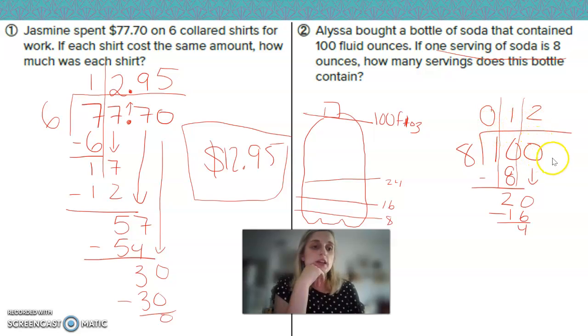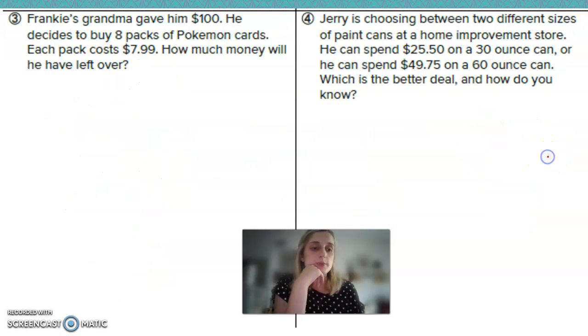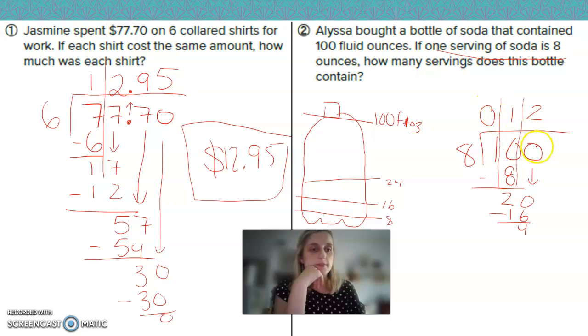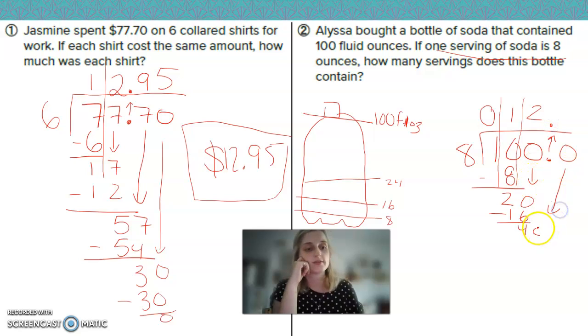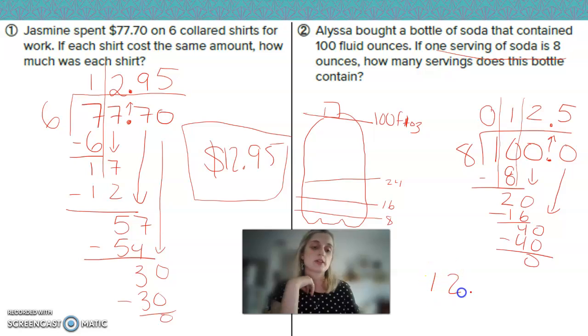Alright, and now we're going to add a decimal point and a 0. Raise that decimal to the roof, right behind the 12. Bring that 0 down. If you have 40 fluid ounces, you can make 5 servings because 8 times 5 is 40. And your answer is that this soda bottle contains 12 and a half servings.